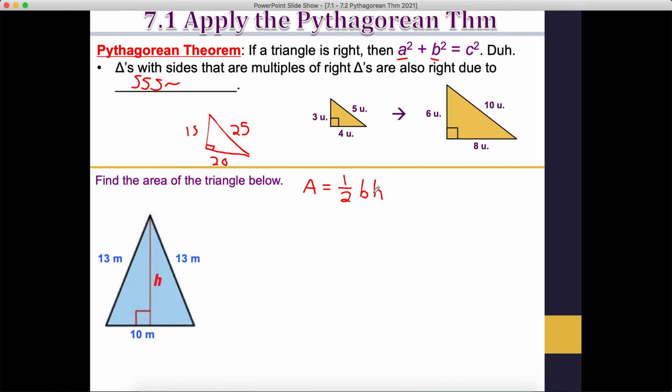By the way, pause this if you want to try it. It might be some mental math for you even, who knows. We can say 10 is the base and the height is h, but we don't know what it is. The tricky part here, I think, is acknowledging that we could do some Pythagorean theorem stuff, but even then we need the ingredients. We can deduce that this angle right here is right.